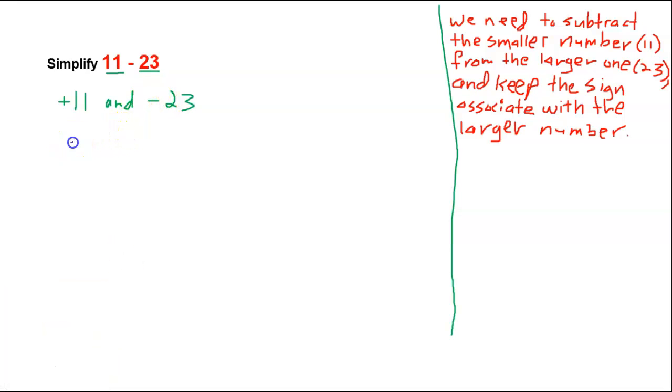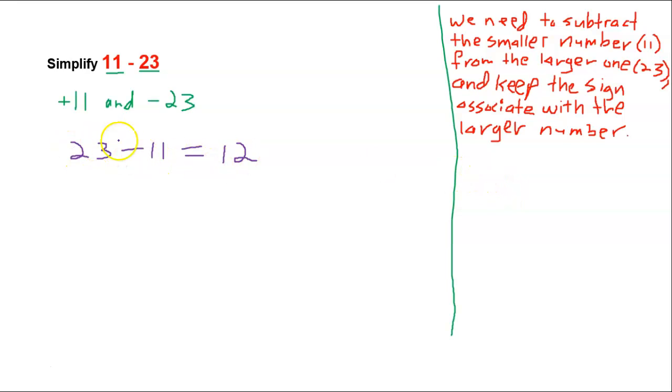So 23 subtract 11 equals, okay, 1 from 3 is 2 and 1 from 2 is 1. So 23 subtract 11 is 12.